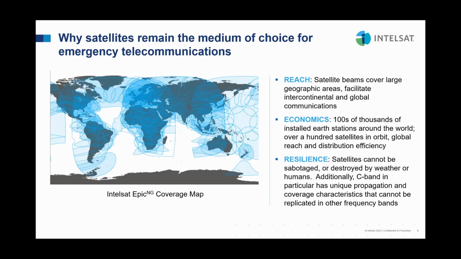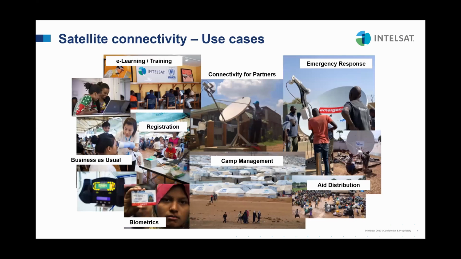In particular, when we talk about C-band, certain frequency bands are not even susceptible to weather conditions. So they work during rain or during any adverse weather conditions. This is key as to why satellites are important. So the use cases: what do we use satellites for? The cases are pretty broad. They cover many facets of emergency communications. So you have emergency response, connectivity to partners, camp management, aid distributions, and so on and so forth. So satellites are truly used across many areas of emergency telecommunications.